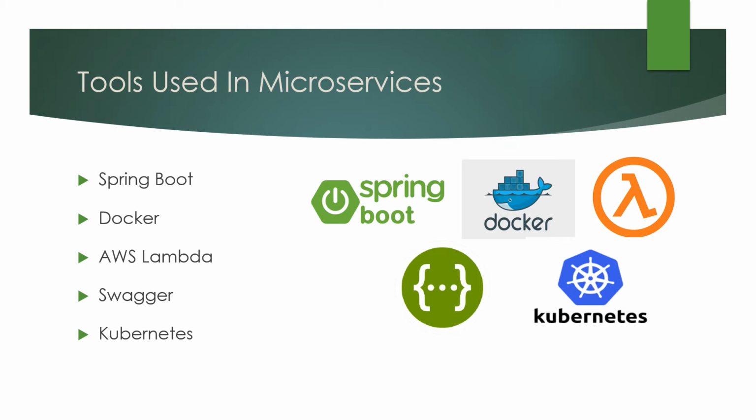Next is Swagger. Swagger is an open source software framework backed by a large ecosystem of tools that helps developers design, build, document, and consume RESTful web services. While most users identify Swagger by the Swagger UI tool, the Swagger toolset includes support for automated documentation, code generation, and test case generation. Lastly, we'll be talking about Kubernetes.